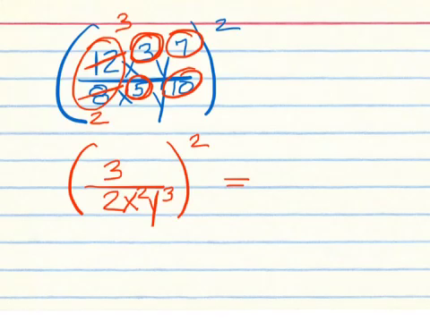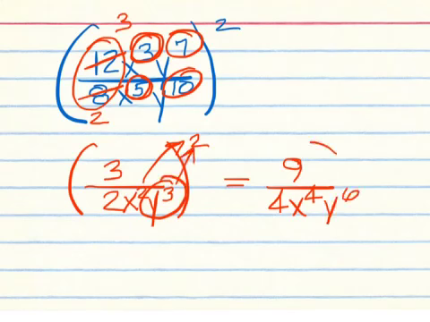If you square the top, 3 squared is 9. On the bottom, 2 squared is 4. X to the second, and then to the second power again, is x to the fourth. You're not adding those, you're multiplying them. 2 plus 2 and 2 times 2 are still 4, but you're still multiplying. And on the y, you have y to the third to the second, which would be y to the sixth.